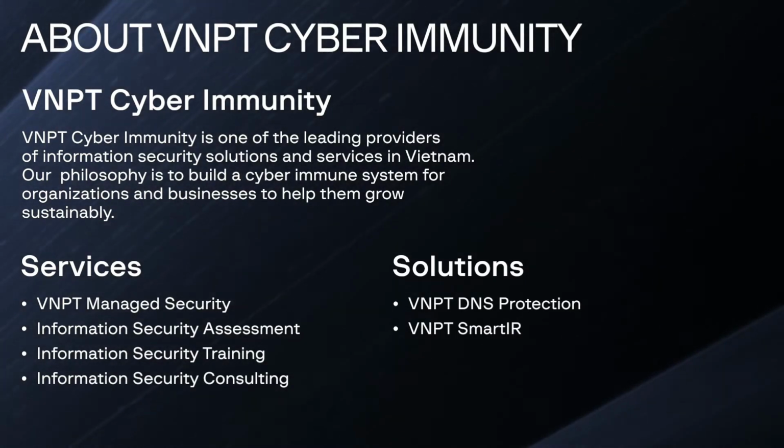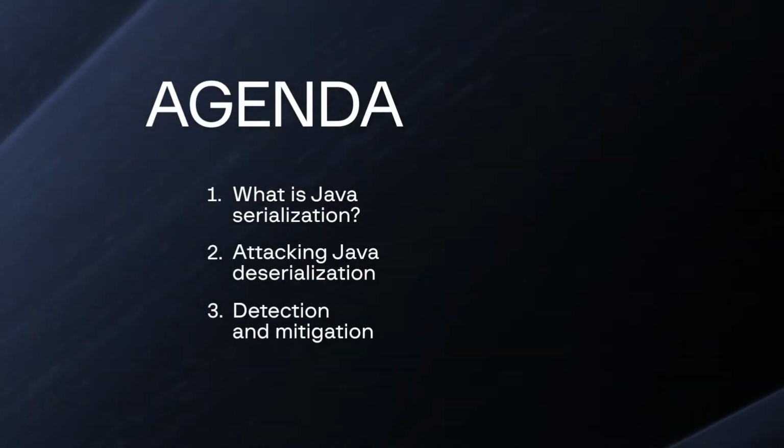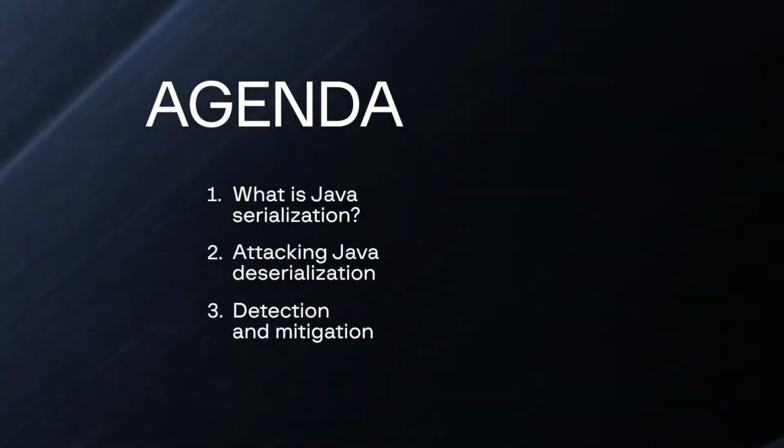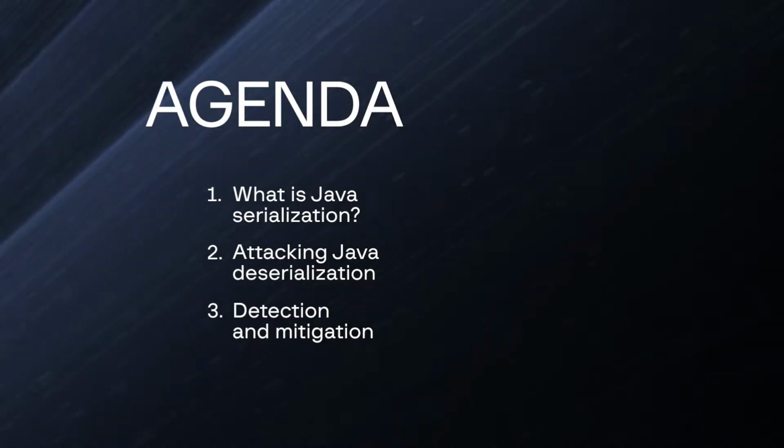Now let's take a look at the agenda. First, I will start with some basic Java serialization, how serialization and deserialization work. After that, I will talk about what could go wrong during deserialization in Java that leads to vulnerability. And finally, we're going to end this session with vulnerability detection and mitigations.